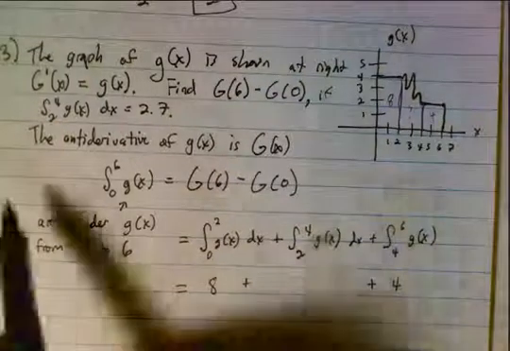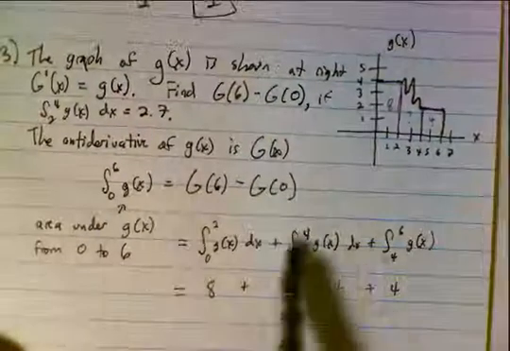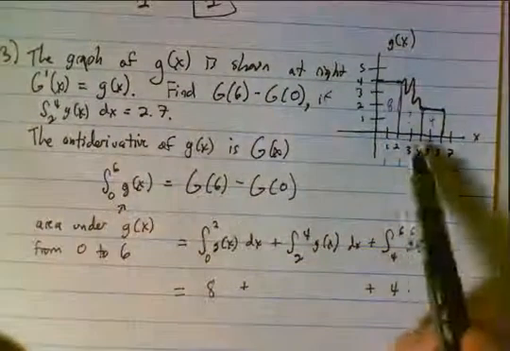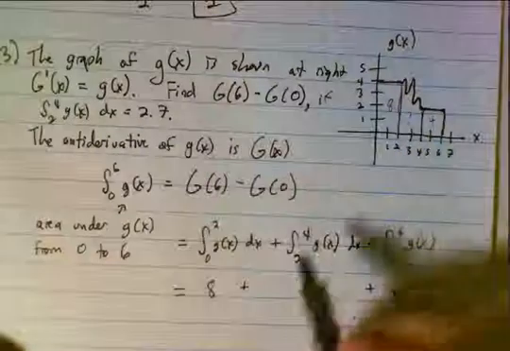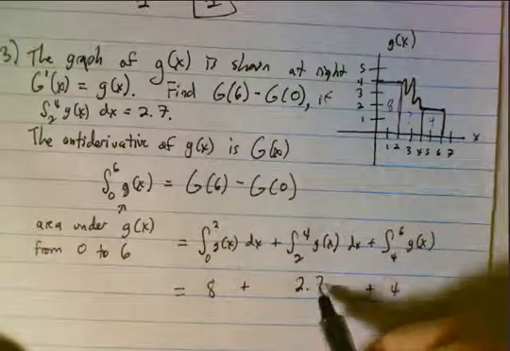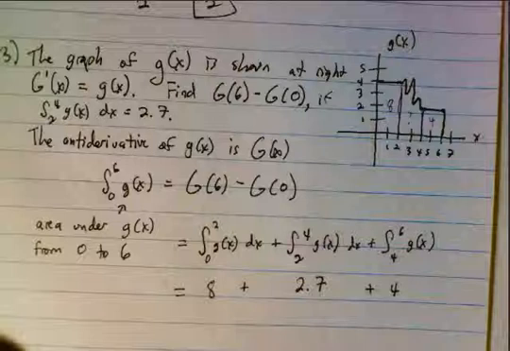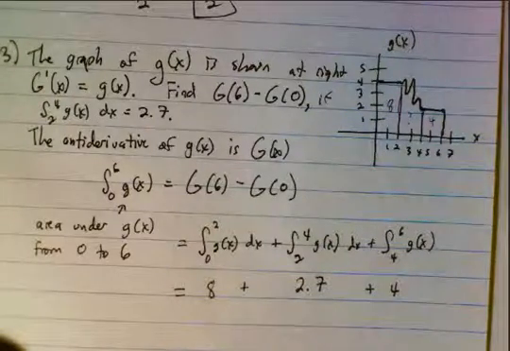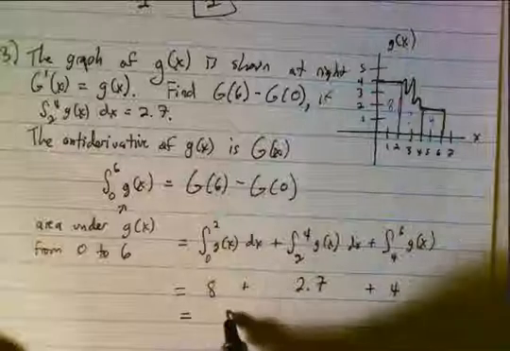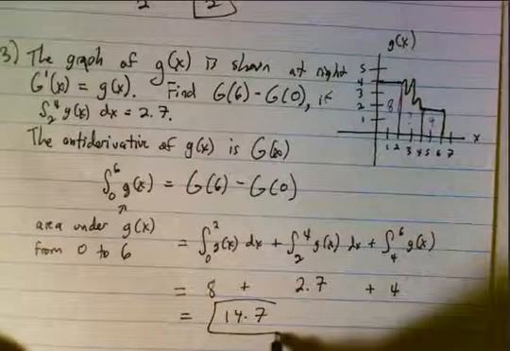Fortunately for us, if we look back at what we're given in the problem, we're given that this integral, the area under the curve from 2 to 4, is 2.7. So if we just write 2.7 in there, we add them up and we get 14.7.